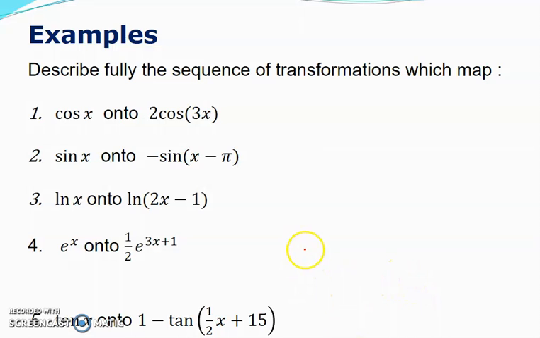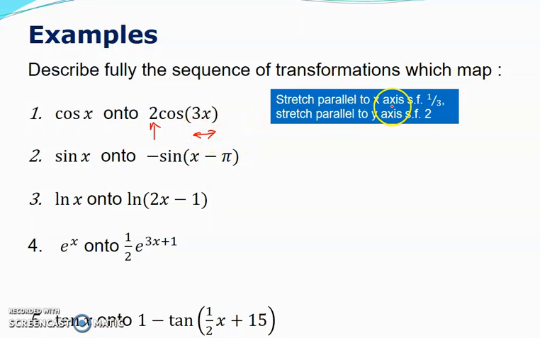Describe fully the sequences of transformations that do 2 cos 3x. Well, this one's relatively easy. This is a stretch upwards followed by a stretch left and right. You can do them in either order. So I've written stretch parallel to the x-axis, scale factor a third. Yep, because it's in the bracket, so it doesn't do a 3, it does a third. Stretch parallel to the y-axis, scale factor of 2. Yes, it's outside the bracket. Either way around, doesn't matter.